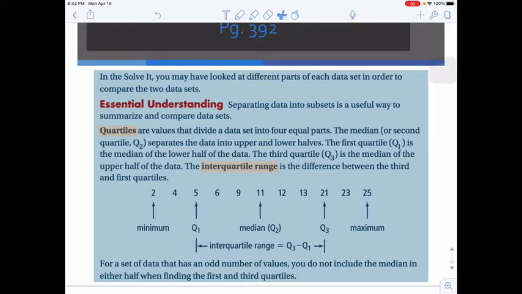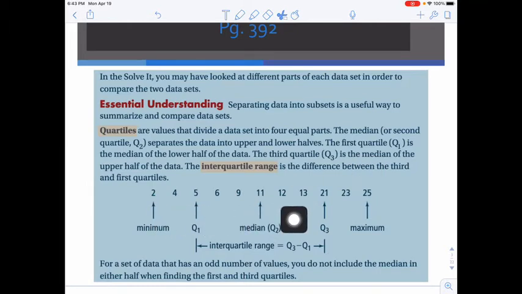Separating data into subsets is a useful way to summarize and compare datasets. Quartiles are values that divide a dataset into four equal parts. The median, or second quartile, Q2, separates the data into upper and lower halves. The first quartile, Q1, is the median of the lower half of the data. The third quartile, Q3, is the median of the upper half of the data. The interquartile range is the difference between the third and first quartiles.